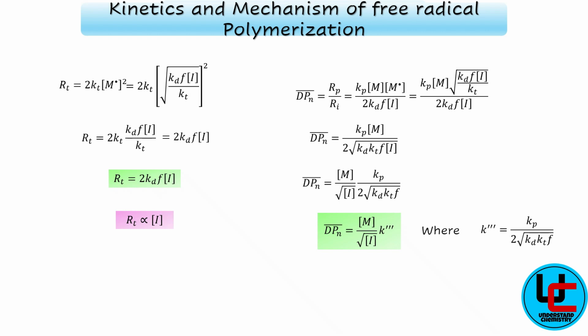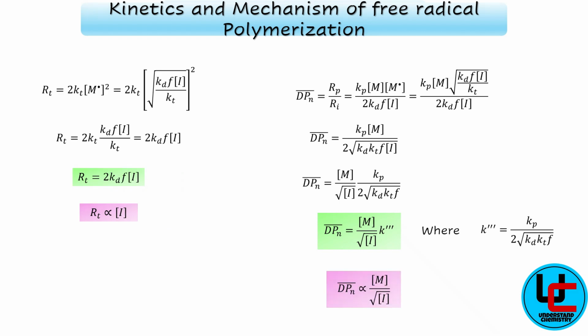So we can see that the degree of polymerization is proportional to the ratio of the concentration of monomer to the square root of the concentration of initiator. From this equation, we can conclude that increasing the concentration of monomer leads to a higher degree of polymerization or longer chains, and increasing the concentration of initiator leads to a lower degree of polymerization or shorter chains.